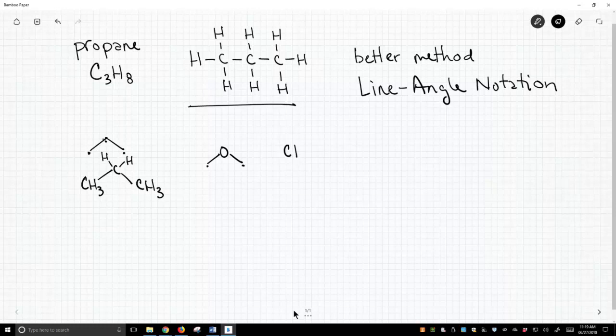You could have a chlorine hanging off of the end of a chain. So this carbon has two bonds, one to chlorine, one to oxygen. Therefore, that's a CH2 group right there. But we typically do not show the hydrogens. That keeps our structures cleaner. It makes them much faster to draw and becomes a much more effective means of communication between organic chemists. So line angle notation is an improved method of communication for organic chemists.